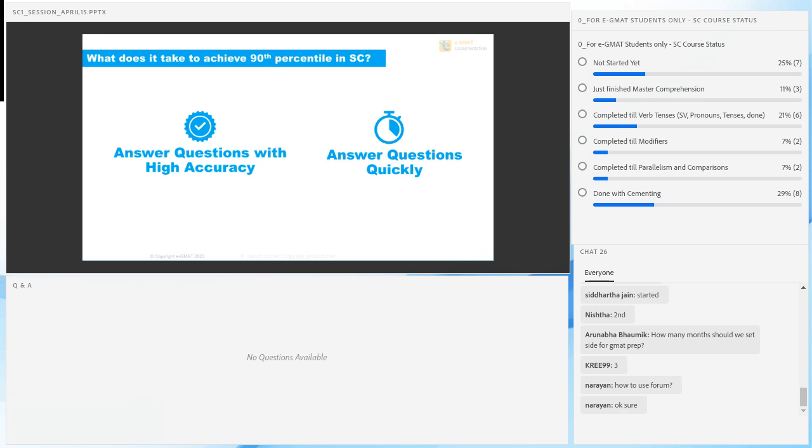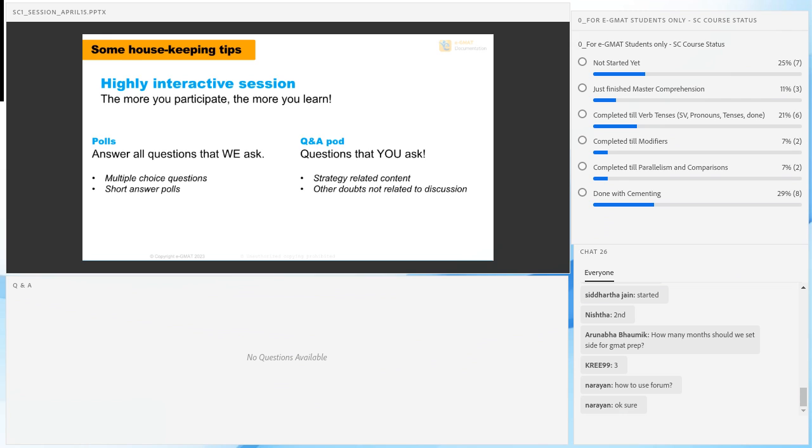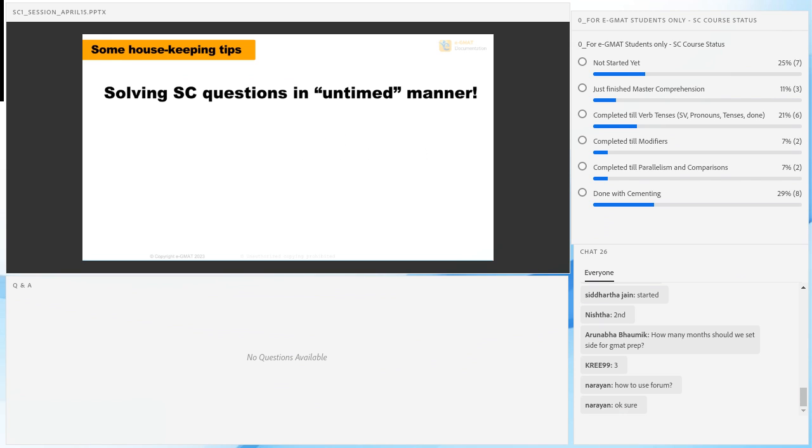That is how our students account for 3 out of 5 success stories on GMAT Club by an e-GMATer. Okay, so we are going to accomplish both of these. If you have to get to that 90th percentile, as you learn from this session, you will gain the tools to get there, to be able to answer questions with high accuracy and answer questions correctly. Okay, so again, we've already gone through this part here.